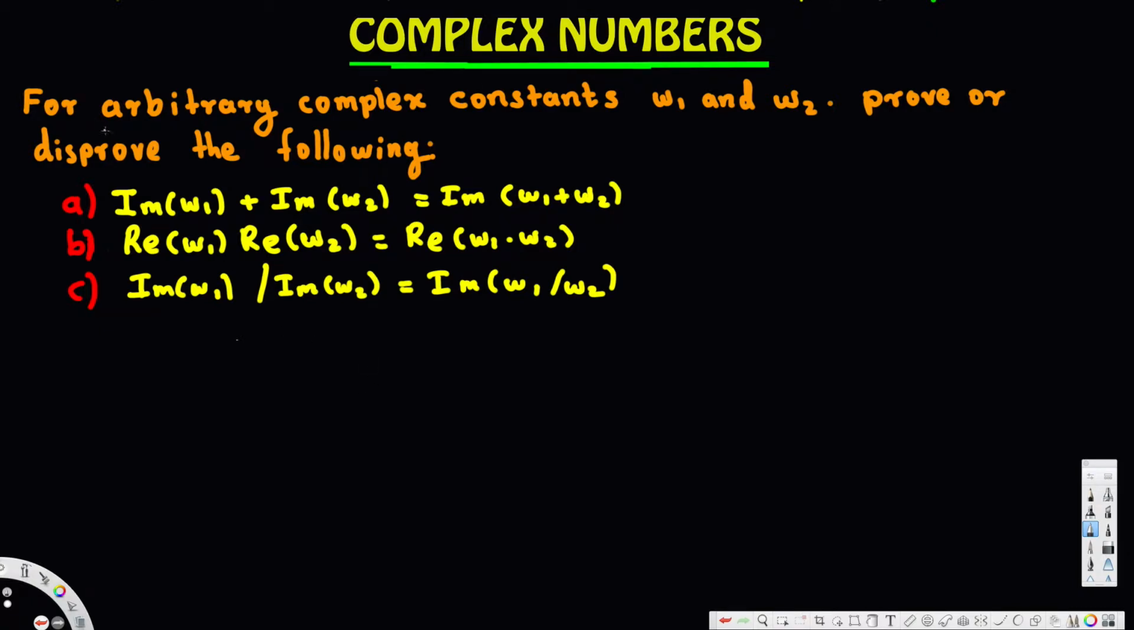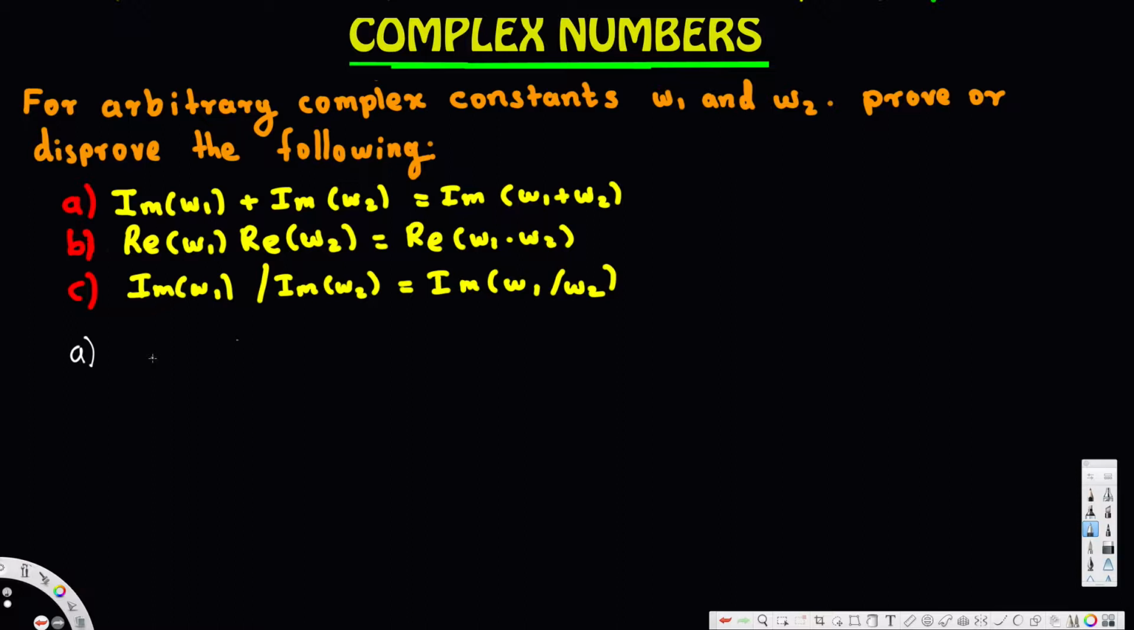This question is asking, for arbitrary complex constants w1 and w2, prove or disprove the following. The first question is asking to prove that imaginary w1 plus imaginary w2 is equal to imaginary w1 plus w2. Okay, so let's call this one A.